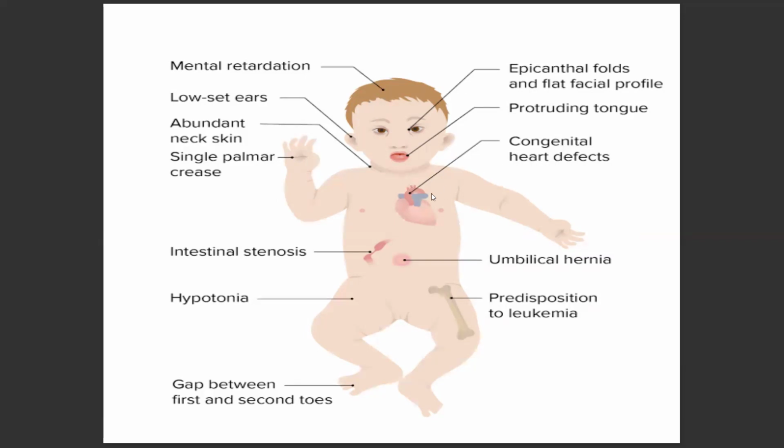There will be congenital heart defects, most commonly endocardial cushion defects. Then we have umbilical hernia, intestinal stenosis, hypotonia, predisposition to leukemia, and a gap between the first and second toe. So these are the features suggestive of Down syndrome in a child. In any essay question regarding Down syndrome, if any of these features are present, we have to diagnose it as Down syndrome.